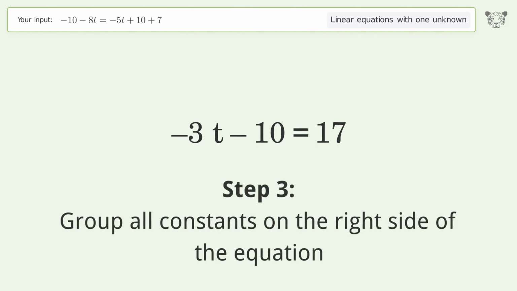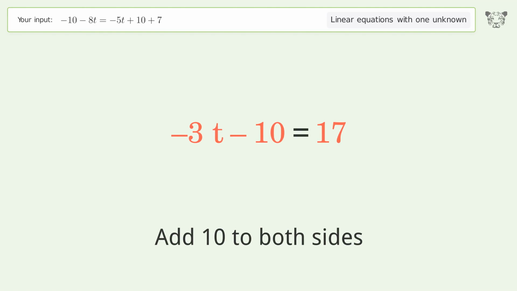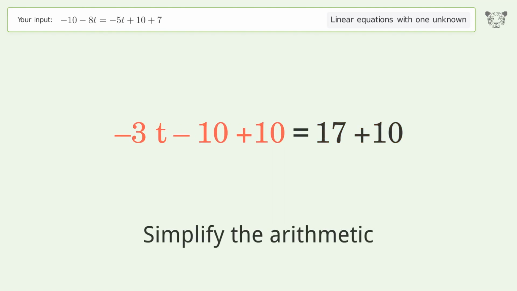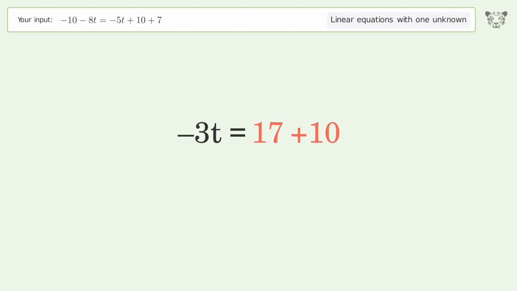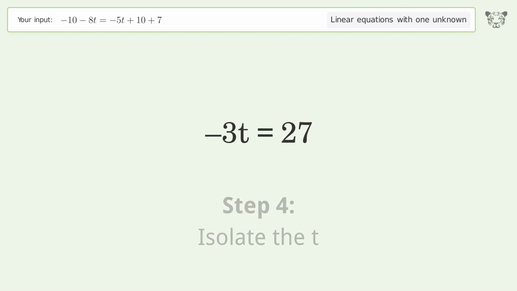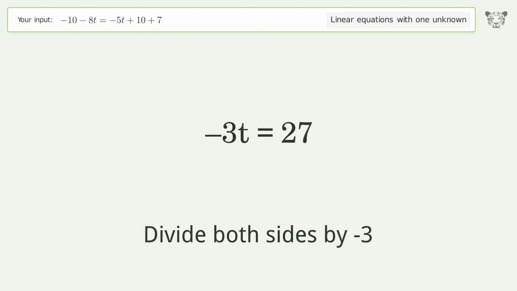Group all constants on the right side of the equation. Add 10 to both sides. Simplify the arithmetic. Isolate the t. Divide both sides by -3.